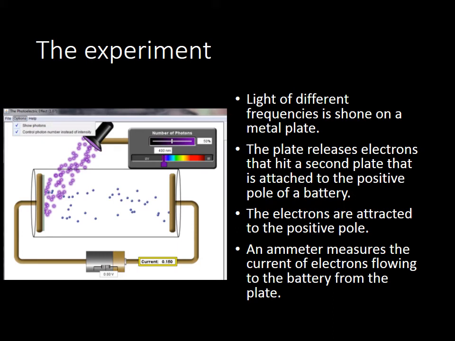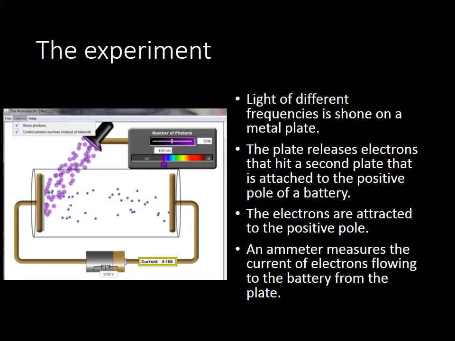And basically, what happened in these experiments was that they would shine a light on different types of metal, like sodium or calcium or iron or something like that, and they would notice that the plate would cause a current in an ammeter.